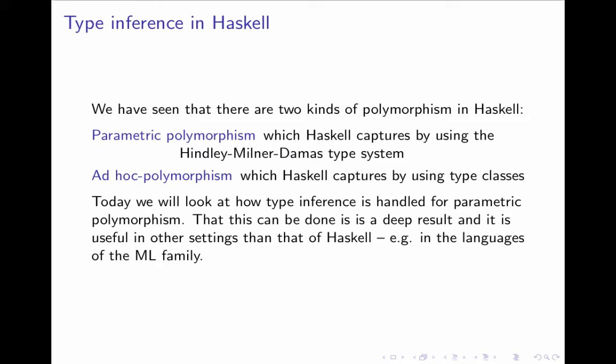That we can actually do type inference for parametric polymorphism, that's a very deep result in computer science. It dates back to 1977, and it's used in other settings than that of Haskell. For instance, in the languages of the ML family and in other typed functional programming languages, this same result is also extremely useful. So this is more than Haskell. This is a very general result in computer science.